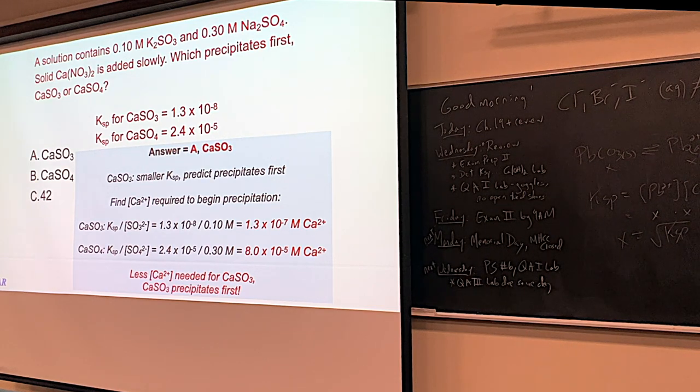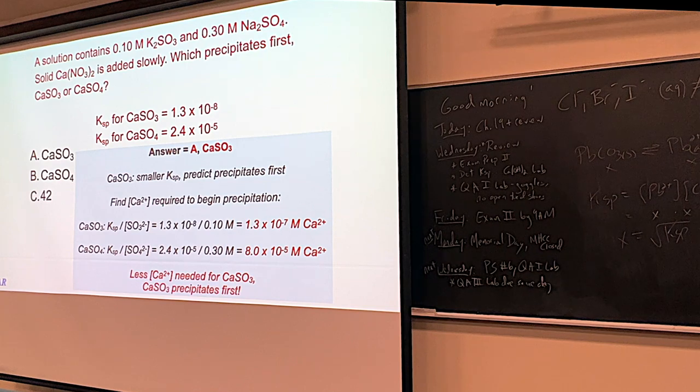If you do the same thing with calcium sulfate, and look, I use the Ksp right there, and this is the sulfate concentration, 8 times 10 to the minus 5 molar calcium is needed. This number is a couple orders of magnitude larger than the first one, so that's why the sulfite will precipitate first. It takes less calcium to make a solid. It takes more calcium here to make a solid than it does for this one right here.